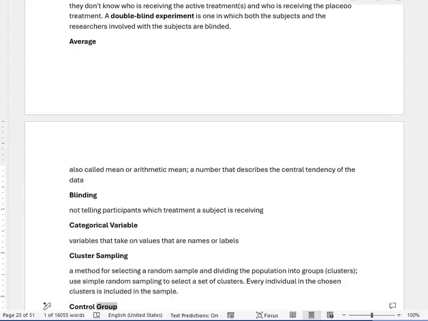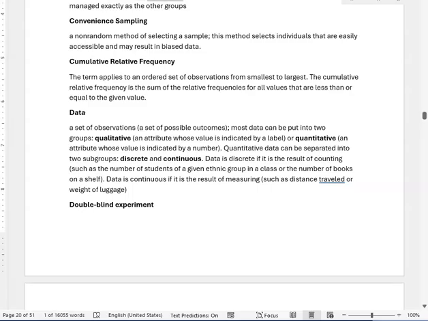Control group. A group in a randomized experiment that receives an inactive treatment but is otherwise managed exactly as the other groups. Convenience sampling. A non-random method of selecting a sample. This method selects individuals that are easily accessible and may result in biased data.